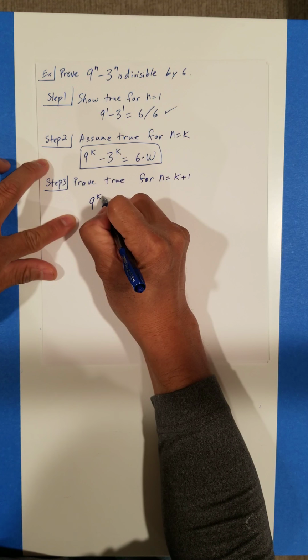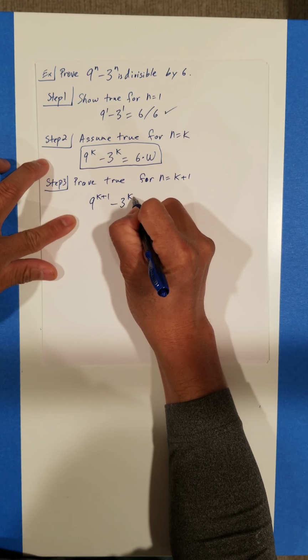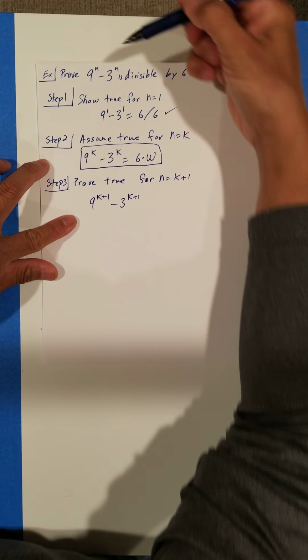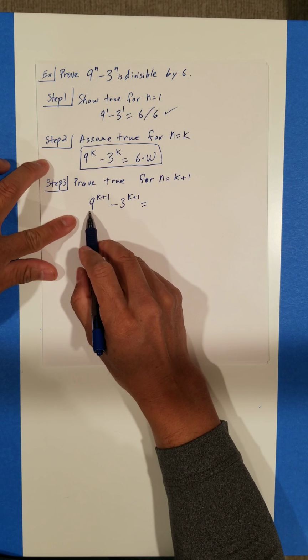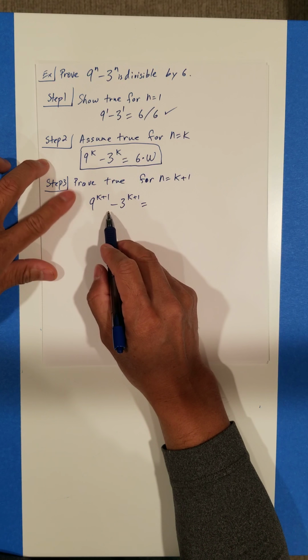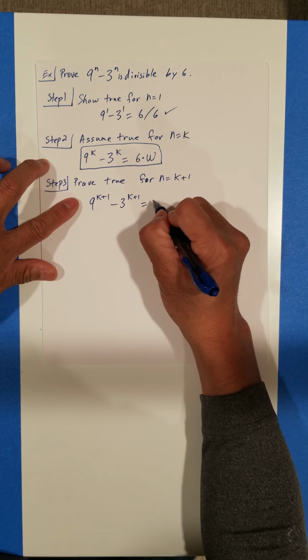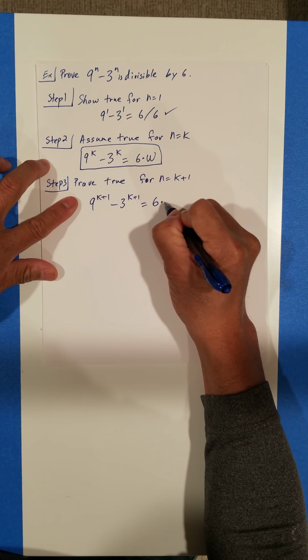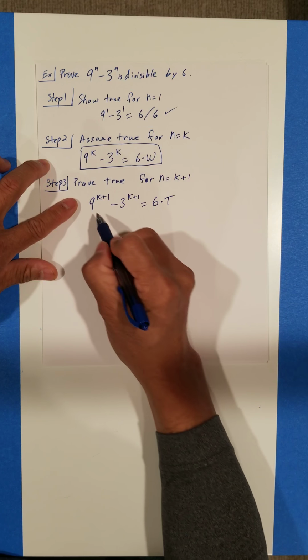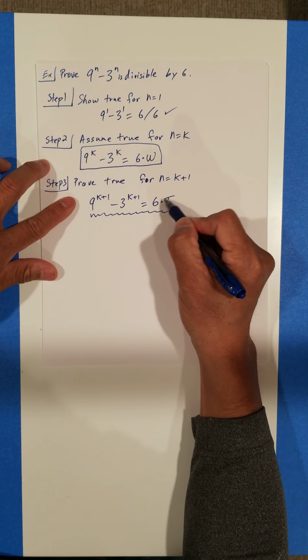We're trying to prove that 9 to the k plus 1 minus 3 to the k plus 1, right? We're plugging in k plus 1 into here. We're trying to prove that 9 to the k plus 1 minus 3 to the k plus 1 is going to be divisible by 6. In other words, it's going to be written as 6 times t, right? We're trying to prove this right here. Now, this has to equal 6t at the end.